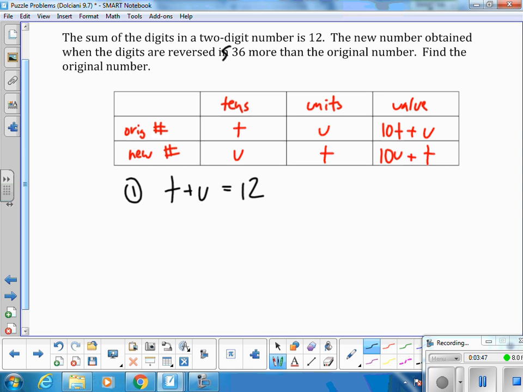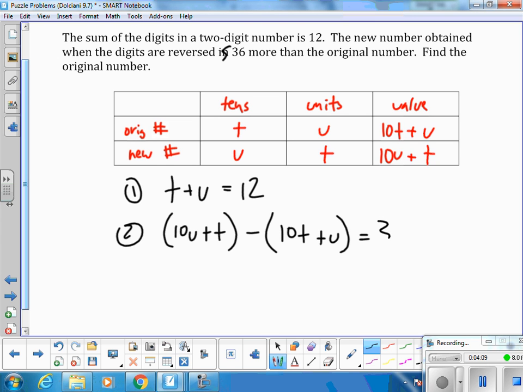Okay, so that tells us that if we take our new number, which is 10U plus T, and we subtract the old number, or the original number, it should be 36. So let's read that again: the new number obtained when the digits are reversed is 36 more than the original number.